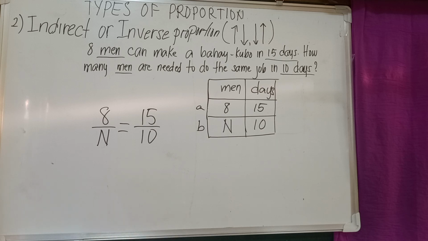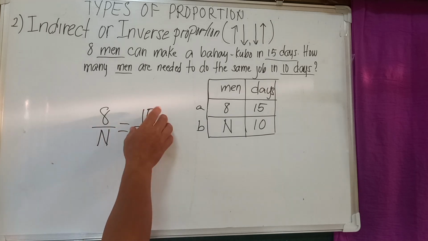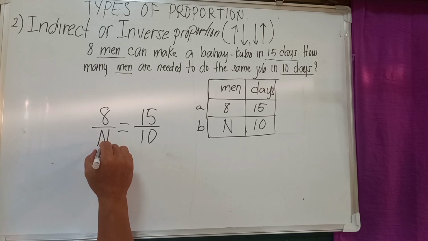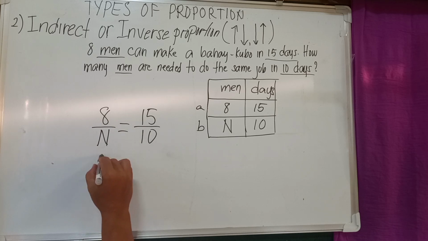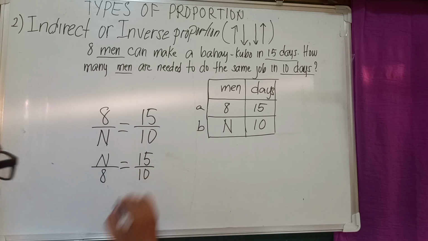Meron pang twist yan. Ano yung twist na mangyayari dito? Yung final na proportion natin dito ay one of the ratios, halimbawa yung 15 over 10 o kaya 8 over n, ay pagbabaligtarin natin. Halimbawa, itong gagawin natin. So yung numerator na n, gagawin nating denominator, at saka yung numerator na 8, gagawin nating denominator. So this is n over 8 equals 15 over 10. Yan yung ating final setup ng proportion.